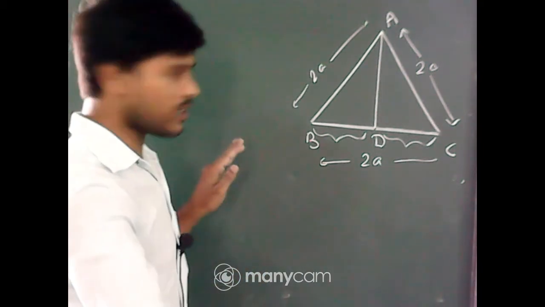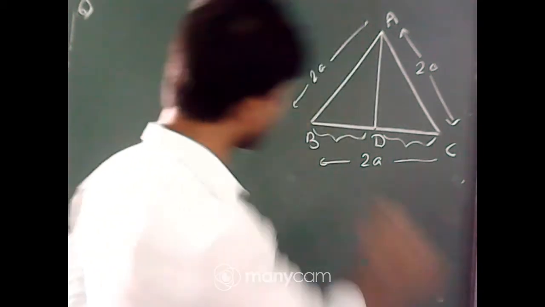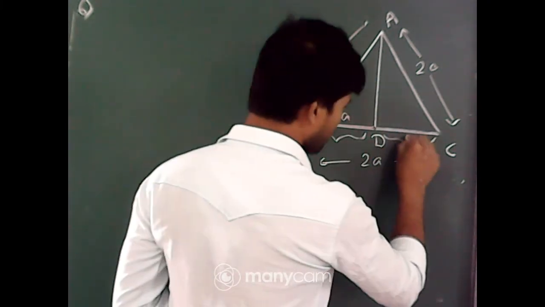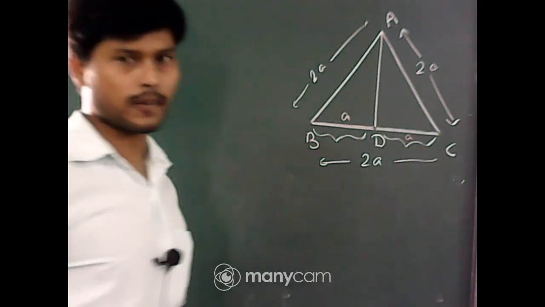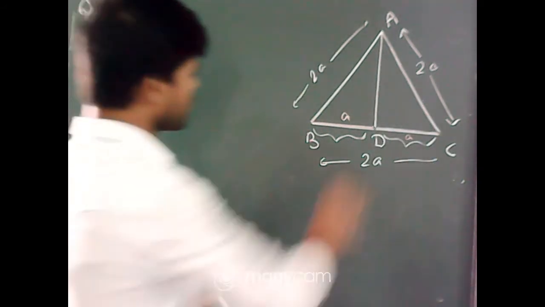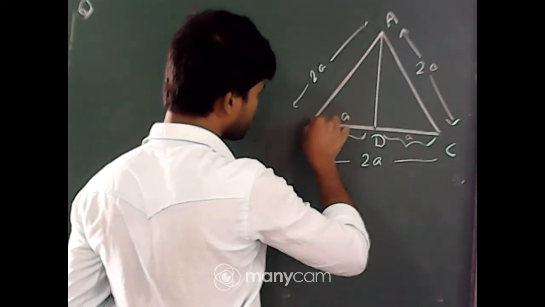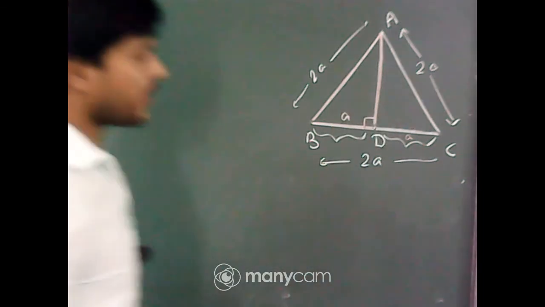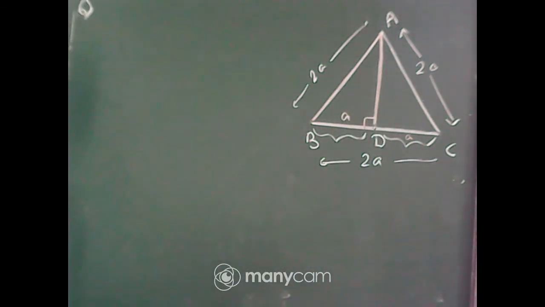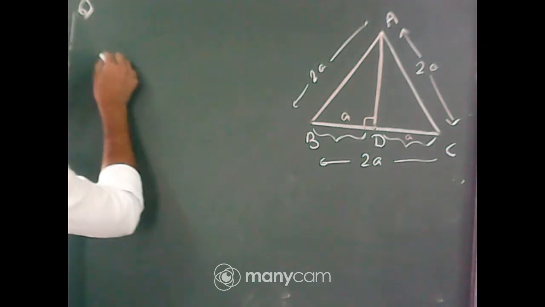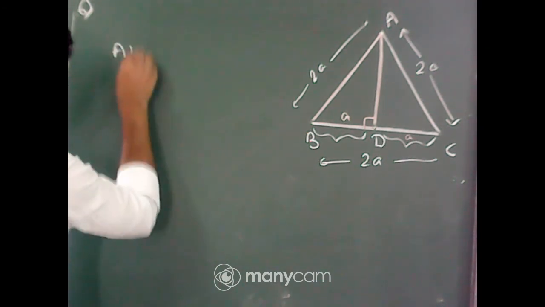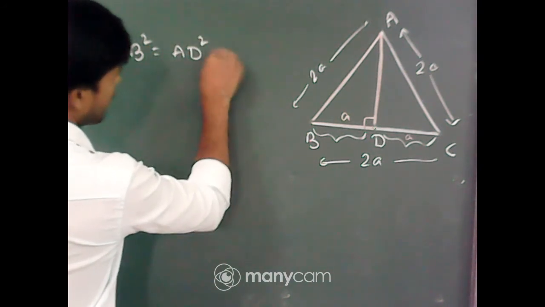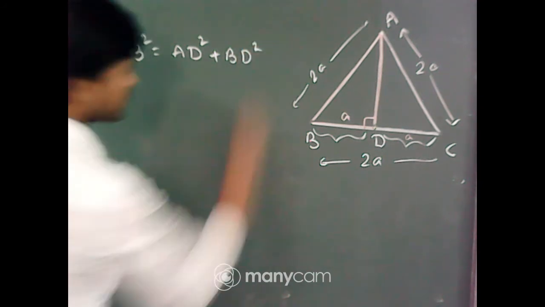Total length is twice A. So what will be the length of this portion? Obviously this will be A, and also that side, CD, will also be A. Now look, if I consider this triangle ABD, so ABD is a right angle triangle. Now here if I apply the Pythagoras theorem, what do we have? That the hypotenuse AB square is equal to perpendicular AD square plus base BD square, isn't it?